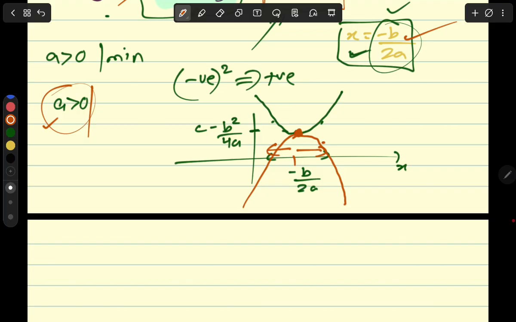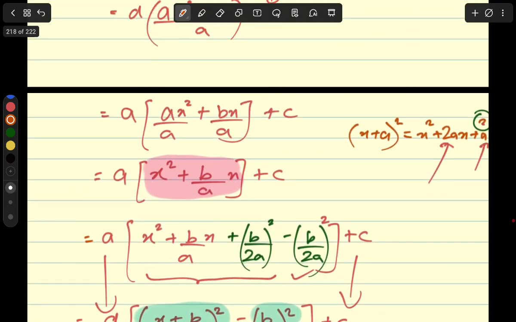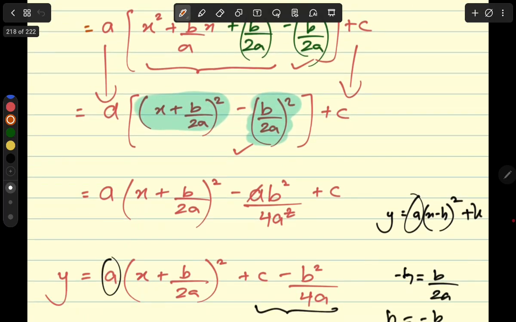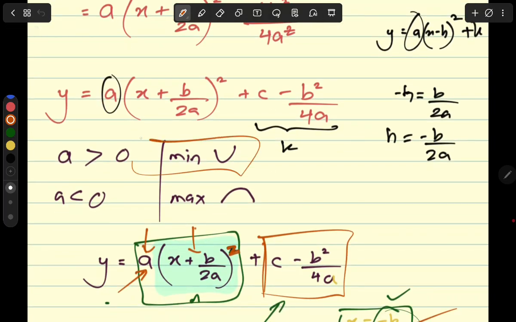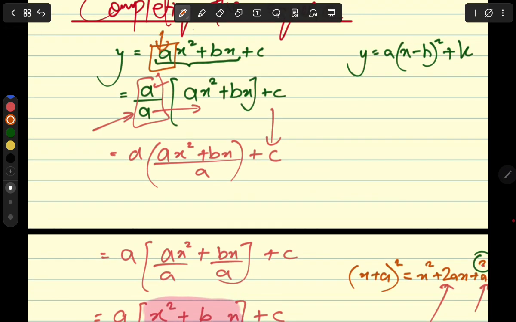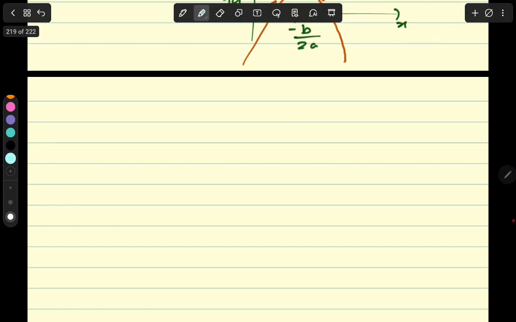So this is how a shape's minimum or maximum type is determined, simply by what this quantity is. If this is greater than 0, then simply we can say that the graph is a minimum type. If this quantity is less than 0, then we can confidently say that the graph is going to be a maximum type and is going to open downwards.